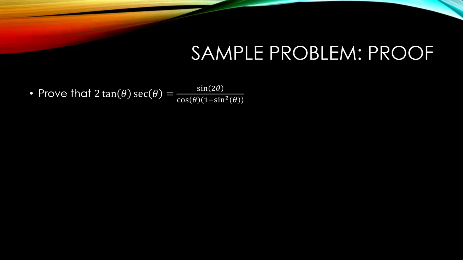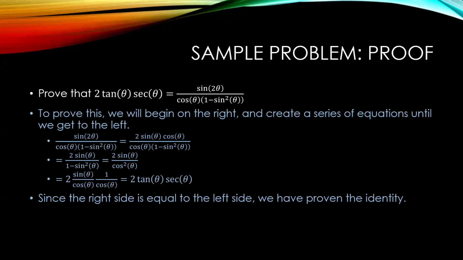And then we have to use them. And if you'd like, here's a sample problem. Prove that 2 tangent of theta secant of theta is equal to sine of 2 theta divided by cosine of theta times 1 minus sine squared of theta. This would be a standard problem in a trigonometry course.